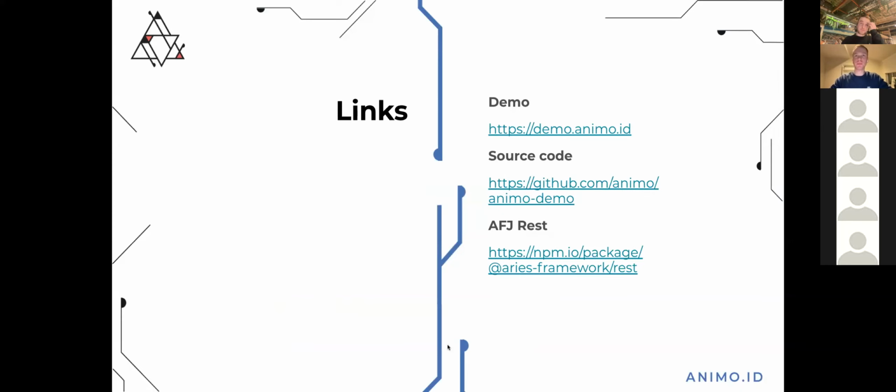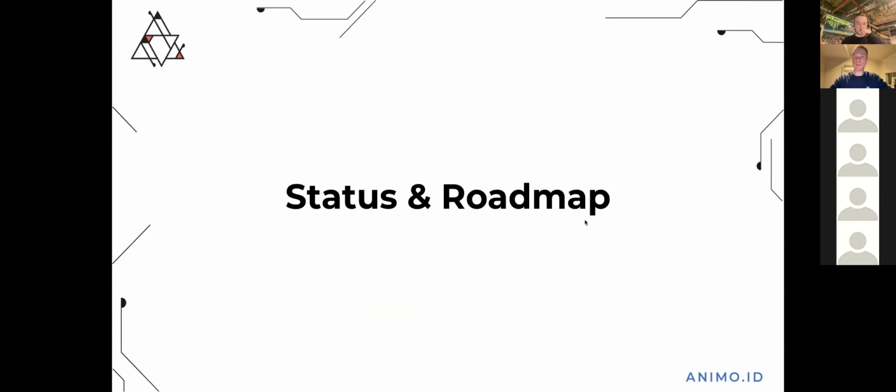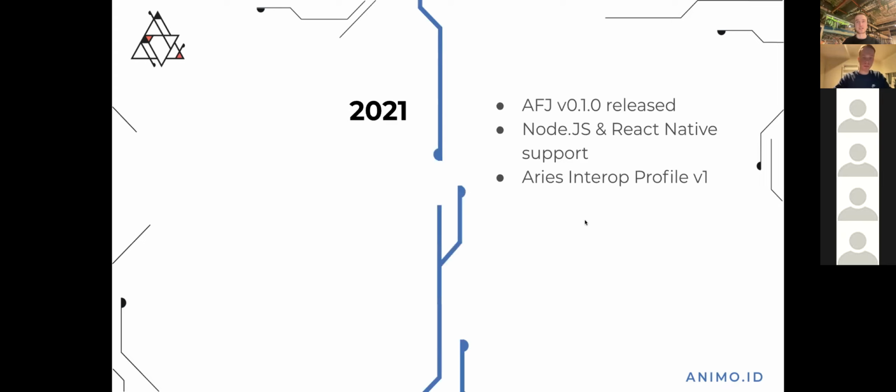So yeah, if you want to check out the demo yourself, you can also check out the source code to see how Jan created this demo. I want to go shortly into what the current status is and what the roadmap is, what did we all work on, also the other contributors of AFJ in 2021, and what's on the roadmap for 2022. There's a lot of people working on the framework, and so also a lot of stuff we can do in the coming year, which I'm pretty excited about.